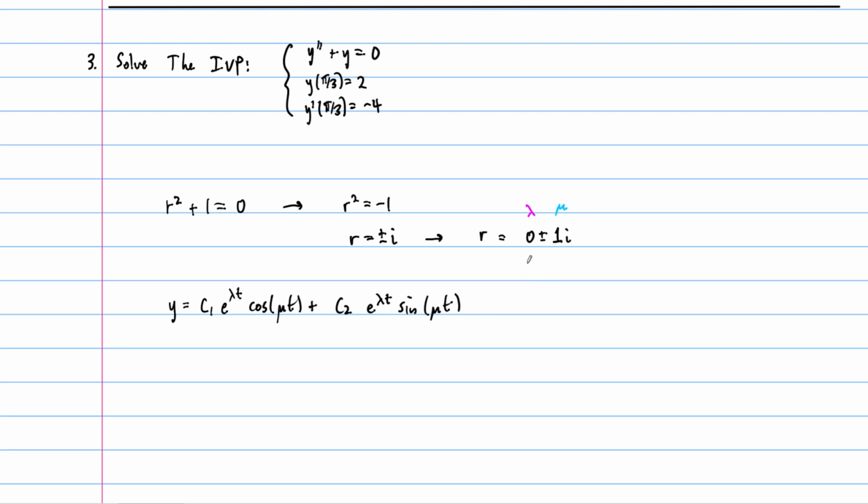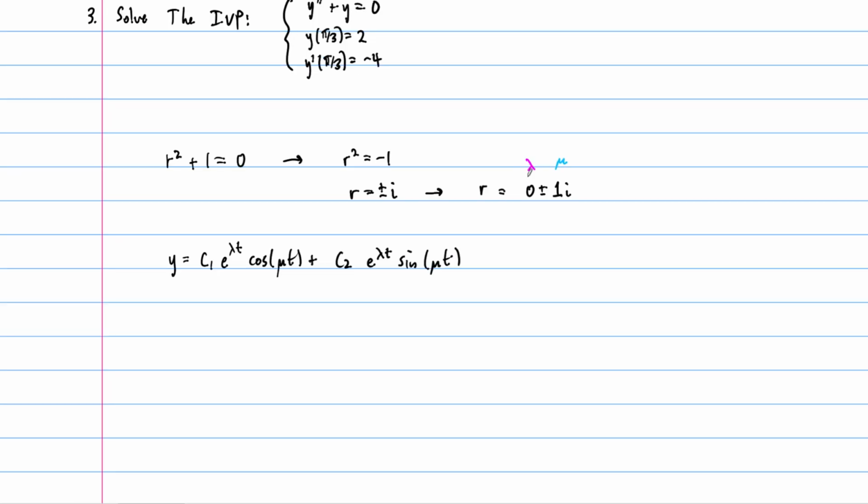And now we plug in these values, right? Look what happens when we plug in lambda equal to 0. Our solution is going to be e to the 0 times cosine of mu t, which is just cosine of t, plus c2 e to the 0 sine of t. And of course, e to the 0 is just 1, right? So our general solution is c1 cosine t plus c2 sine of t. So just a linear combination of sine and cosine. That's the general solution to this differential equation.